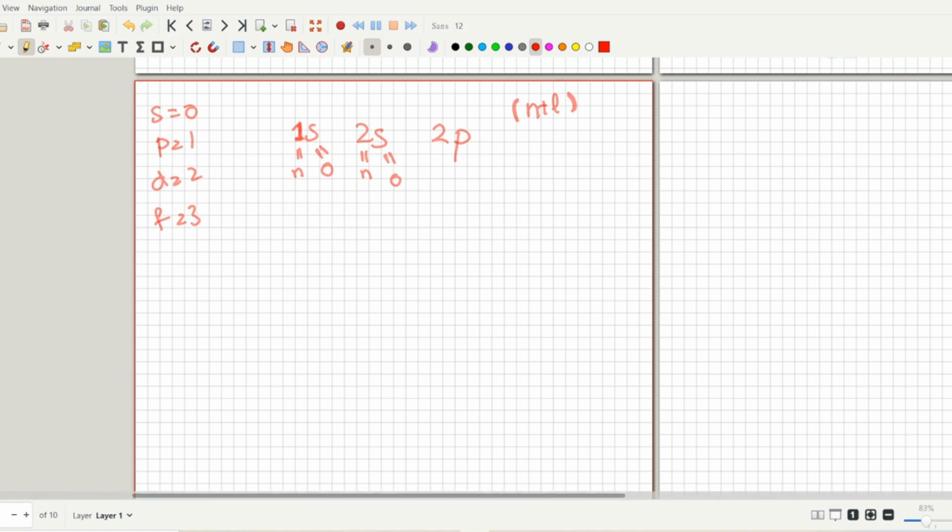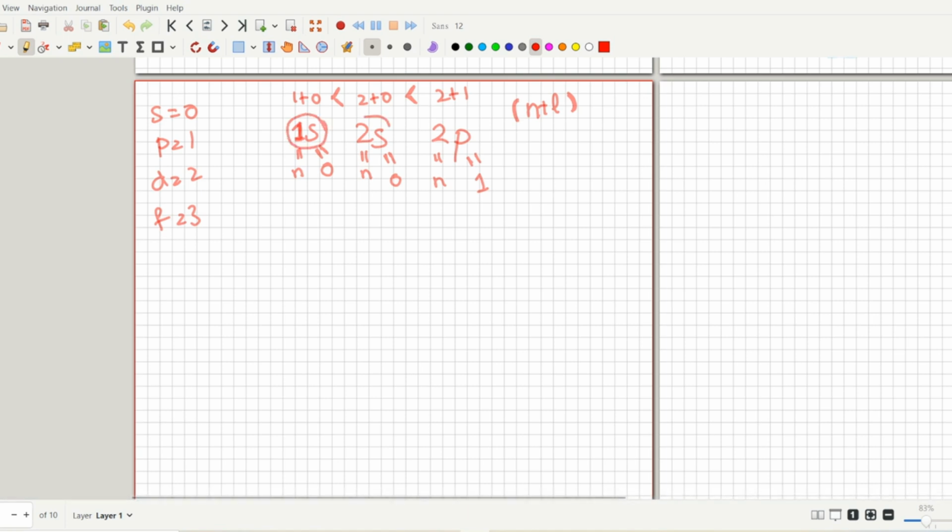We are just using that formula again. The n value here is 2. What is the value of p? It's 1. So just add n plus l. So what is 1 plus 0? It's 1, right? So what is 2 plus 0? It's 2. So what is 2 plus 1? It's 3. So as you can see, we are filling electrons in ascending order. So the first electron will be filled in this shell, and then in this shell, and then in this shell.